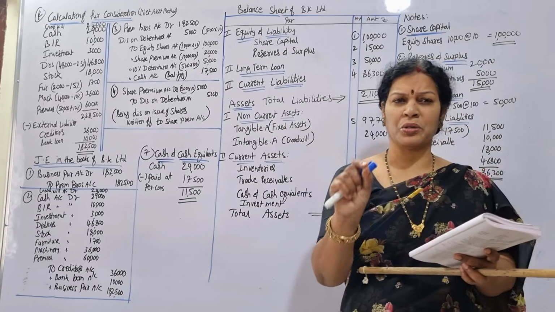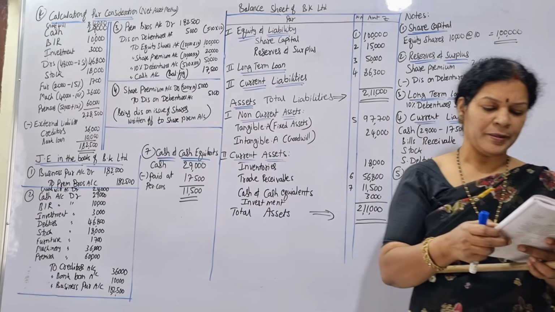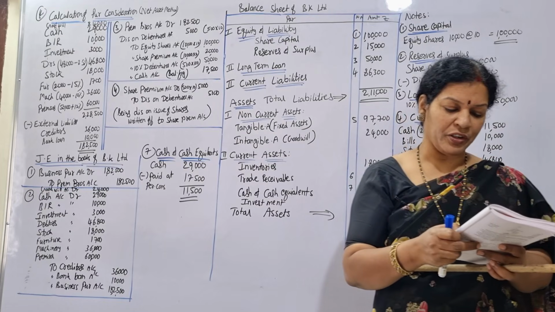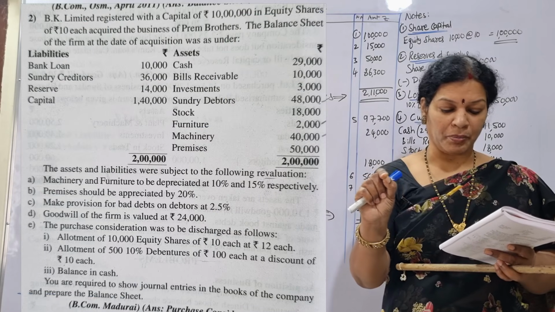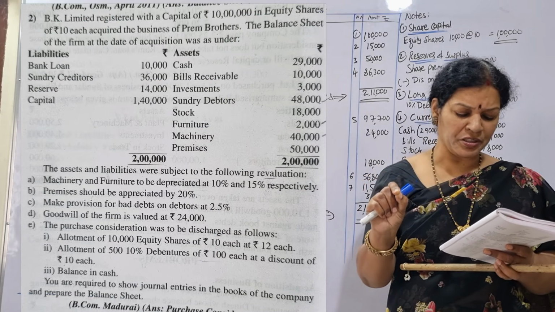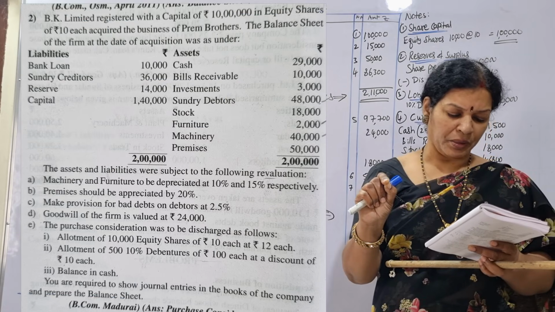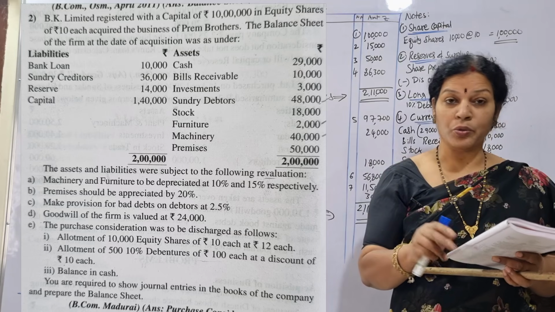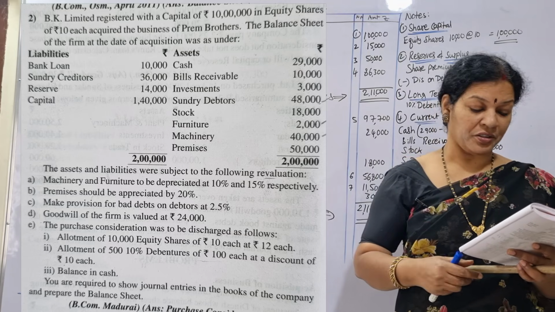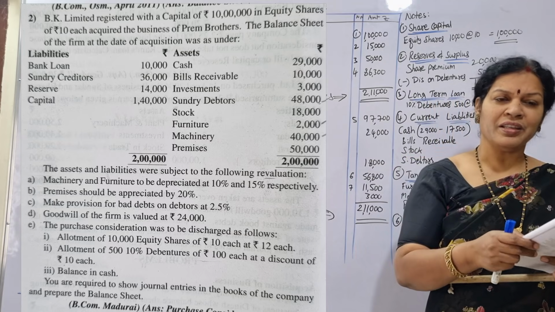For adjustments, you can just put a tick mark near the asset. Machinery and furniture have adjustments, and I already kept a tick mark. Premises, there also you put a tick mark so that you will not forget. And debtors also have an adjustment. Goodwill, remember that we have to consider it. First, we'll take all the assets.